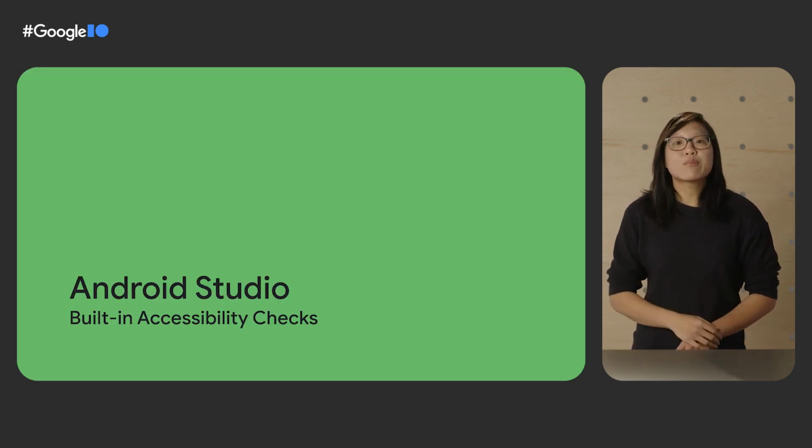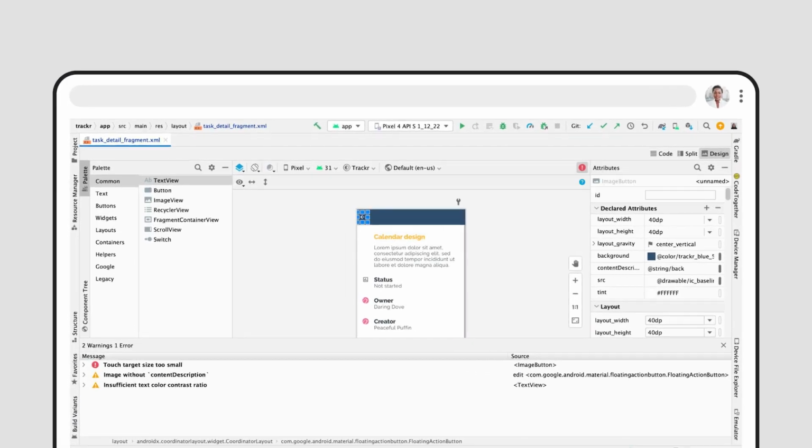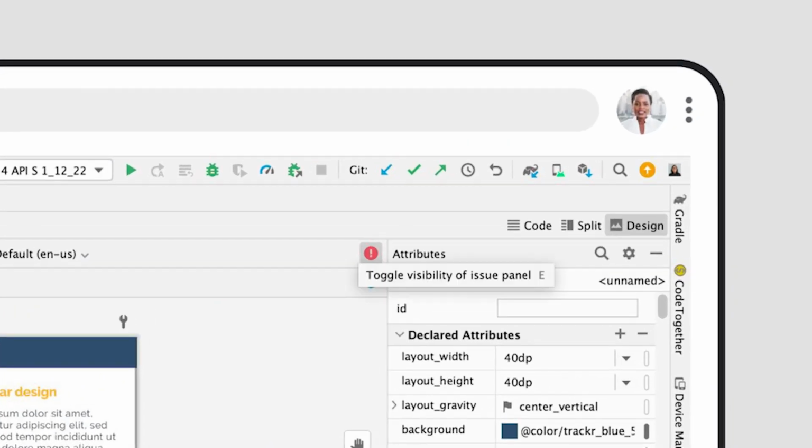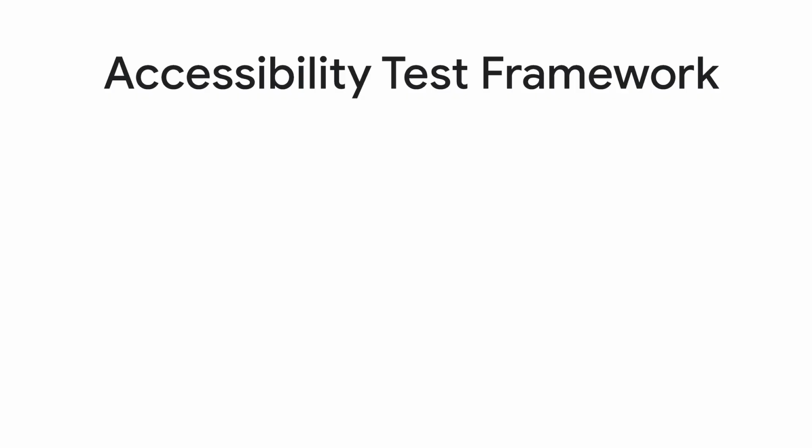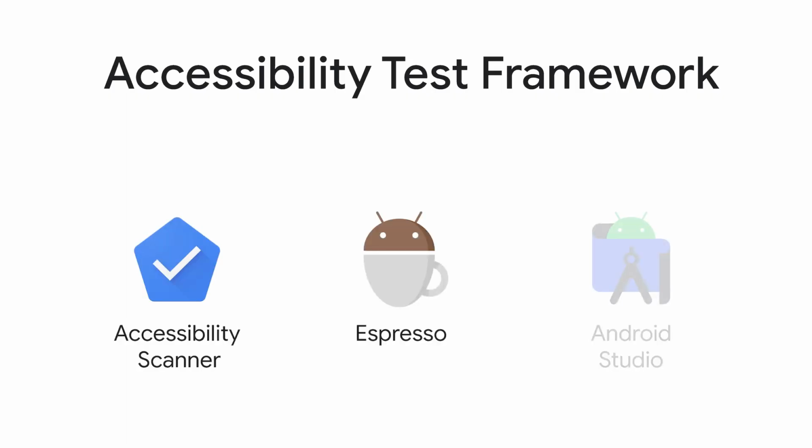Let's start by looking at improvements in developer tools that'll help you build more accessible apps. To help you detect ways to improve the accessibility of your app during the development process, Android Studio now contains built-in checks to help make your layouts more accessible. When using the layout editor, you can now click on the Issue Report button to see accessibility-related issues detected by the Accessibility Test Framework. Accessibility Test Framework is the same library that's used to detect issues with the Accessibility Scanner app or when accessibility checks is enabled in Espresso tests.